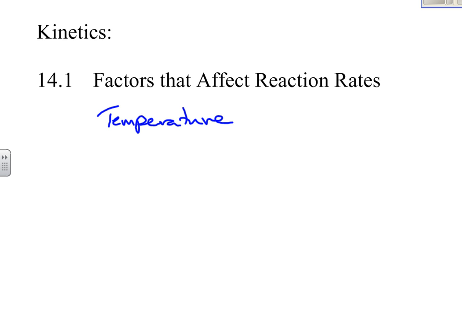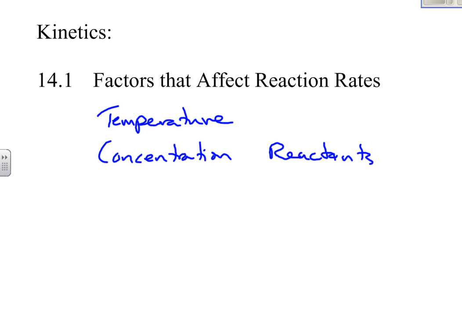The second thing that affects the rate of a reaction is the concentration of the particles, particularly the concentration of the reactants. Okay, the things that need to bump into each other in order to react. So obviously, the more concentrated the solution, the greater the opportunity would be for those particles to come together and react.